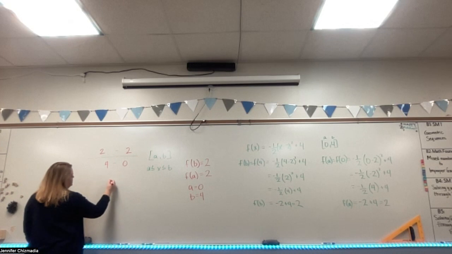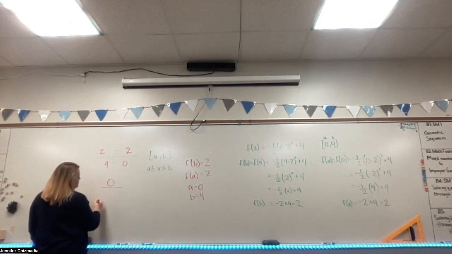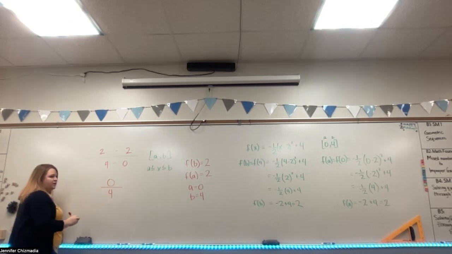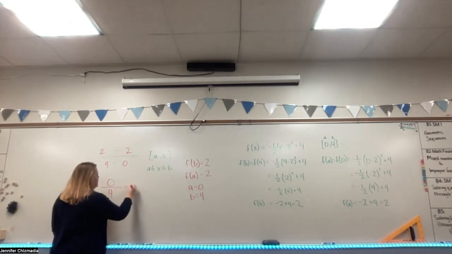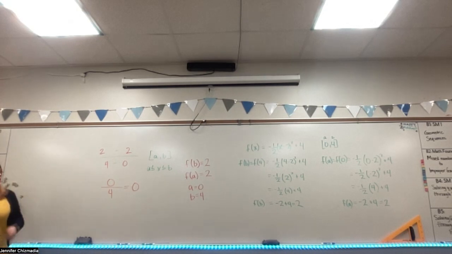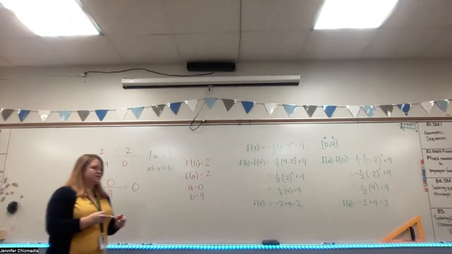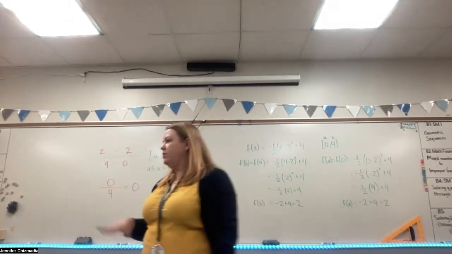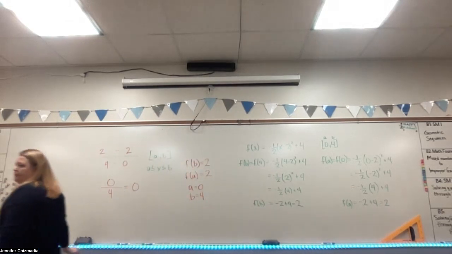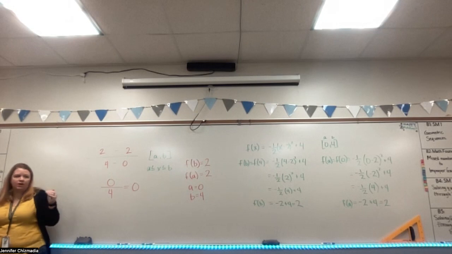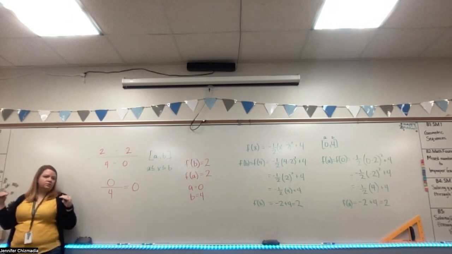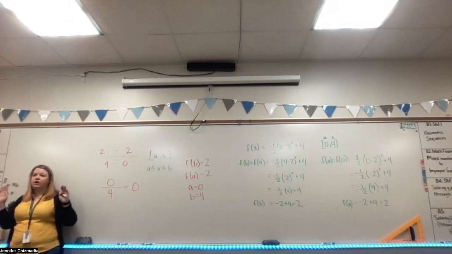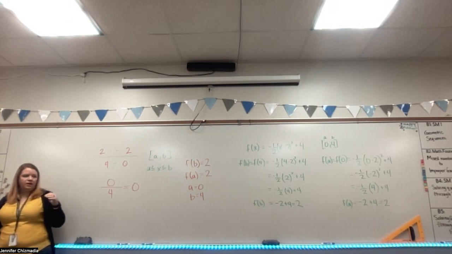2 minus 2 is 0. 4 minus 0 is 4. 0 divided by anything is just 0. Okay, so my slope, my average rate of change is 0. Does that mean that I didn't move? No, it means that where I started and where I stopped were at the same y value. I could have done any number of a million things in between. But where I started and where I stopped had the same output. Okay, that's our average rate of change.